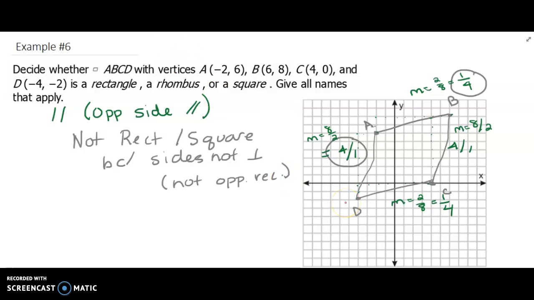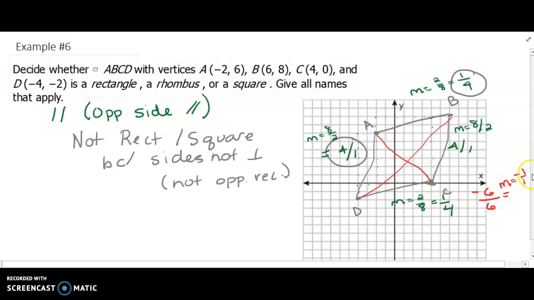Okay, now I need to check to see if it's a rhombus. Okay, well, there's a lot of things we can do. We can do the distance formula for all the sides to see if they're all the same. But I think the easiest is to see if these diagonals are perpendicular. Okay, so to see if the diagonals are perpendicular, I'm going to find the slope. So from A to C, I'm going down 1, 2, 3, 4, 5, 6. So down 6 over 1, 2, 3, 4, 5, 6. So I have a slope of negative 1 over 1.